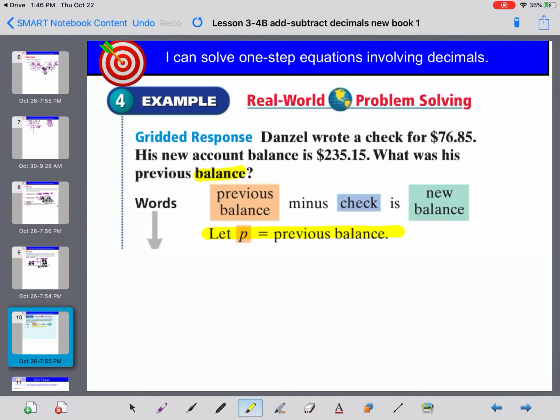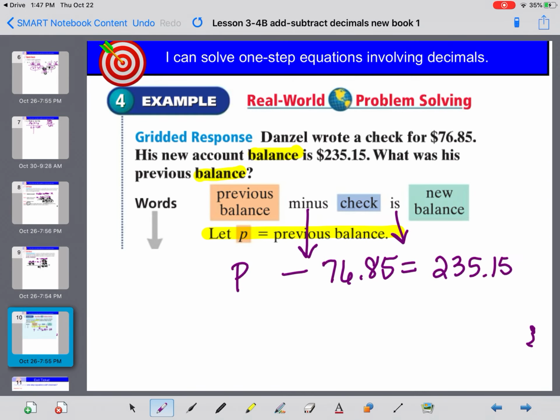Now, the word balance refers to the amount of money in the account, like total. His previous account total was P. What was his previous total before he wrote the check? Well, his previous balance or total is P minus the amount he wrote the check for. Is means equal sign. His new balance or his new total is $235.15. So you add $76.85.